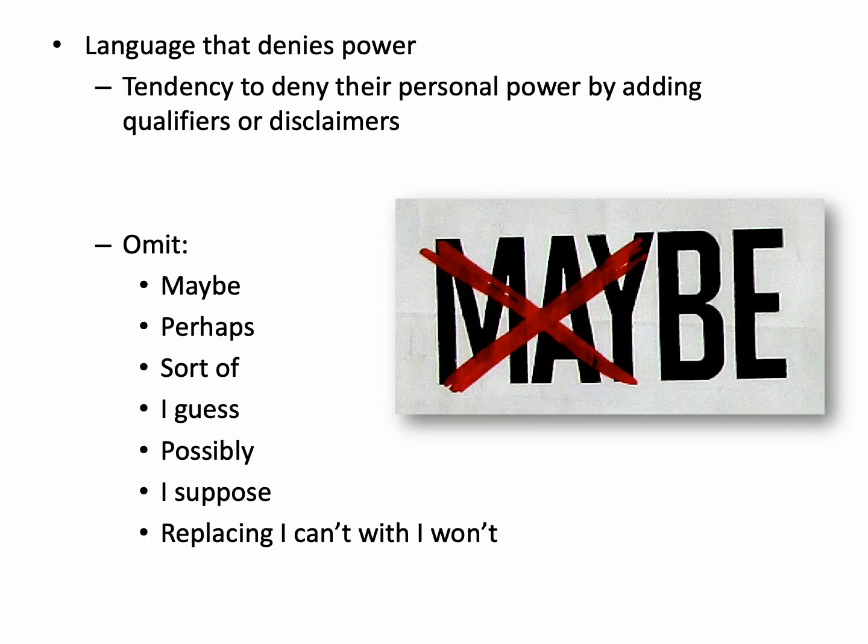Language that denies power, tendency to deny the personal power by adding qualifiers or disclaimers. Qualifiers or disclaimers are things like maybe, perhaps, sort of, I guess, possibly, I suppose, or replacing I can't with I won't. Okay. So instead of saying, I want our relationship to work out, you might just say, maybe we can make this relationship work out.